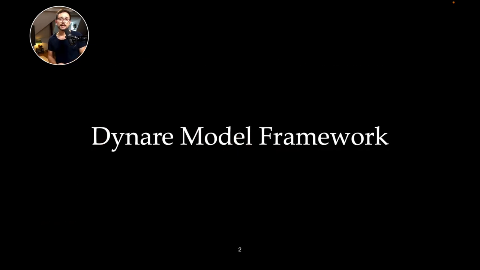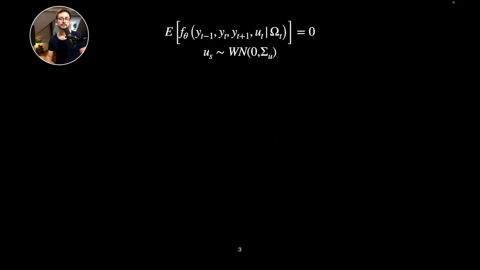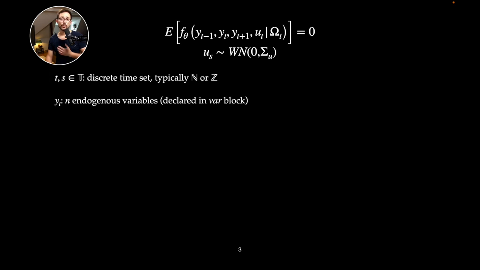So let me briefly recap the general model framework that we work with. That is, we have this formula, and let me go through the individual items here very briefly. First of all, we are typically concerned with discrete time models, so typically the natural numbers or the whole numbers. We have a vector, a number n of endogenous variables. Those are the variables that you declare in the var block. Then we have a vector of exogenous variables, the number is nu, and those are the variables that you declare in var x, in the var exo block.